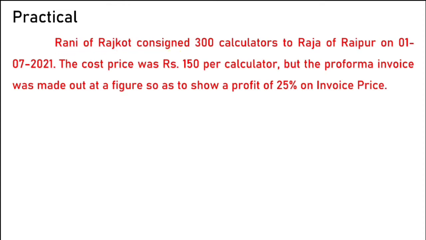Rani of Rajkot consigned 300 calculators to Raja of Raipur on 1/7/2021. The cost price was rupees 150 per calculator, but the pro forma invoice was made out at a figure so as to show 25% profit on invoice price.